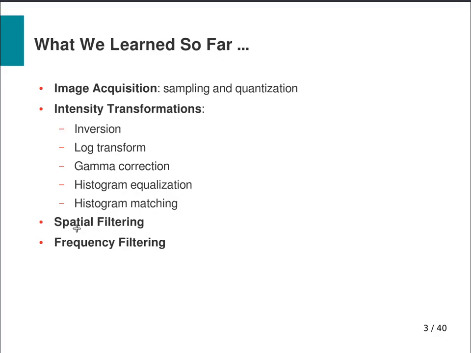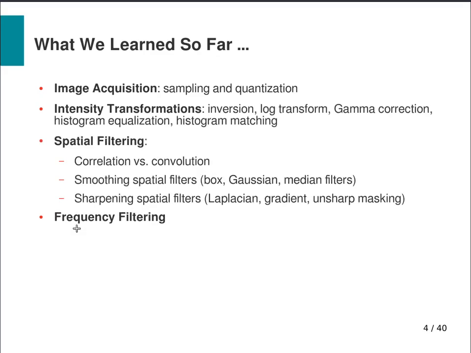So we started with image acquisition, basically how we can convert a continuous scene into a digital image. We said that to do that we need to do sampling and quantization. Then we moved to intensity transformations. We saw inversion, log transform, gamma correction, then more advanced ones which use histograms of the images. So we saw histogram equalization and histogram matching. Then we moved to spatial filtering.